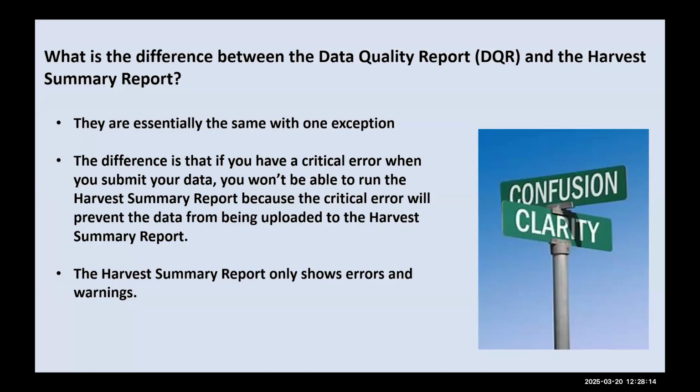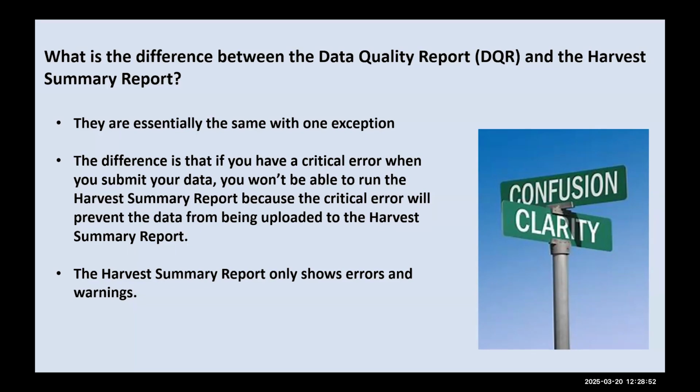So what is the difference between the data quality report, DQR, and the harvest summary report? I had to ask this question because I kept thinking I don't really know the difference between these 2 things. They're essentially the same with one exception. If you have a critical error when you submit your data, you won't be able to run the harvest summary report, because the critical error will prevent the data from being uploaded to the harvest summary report.